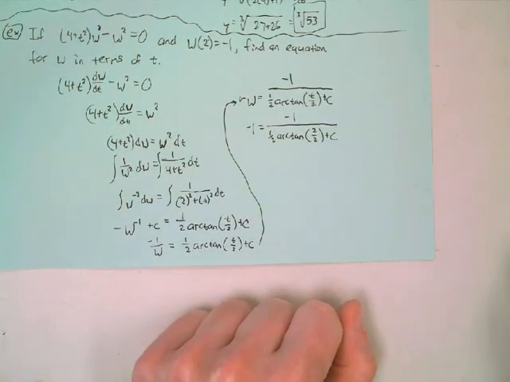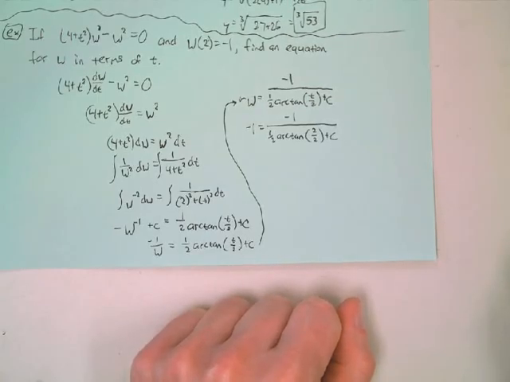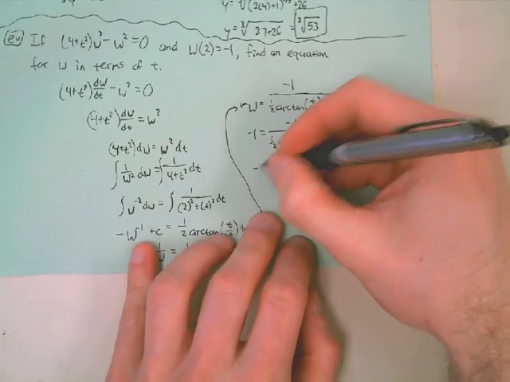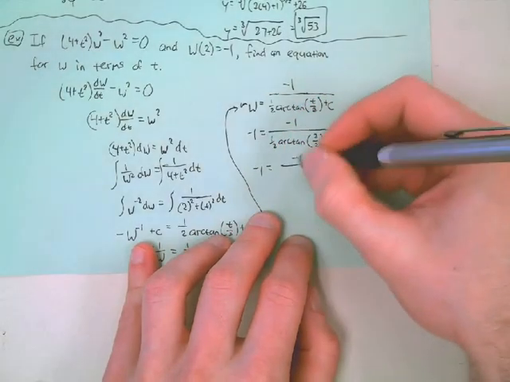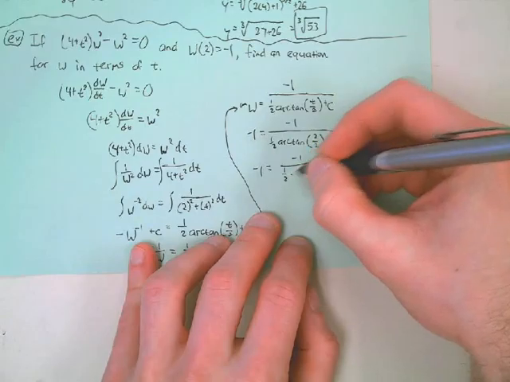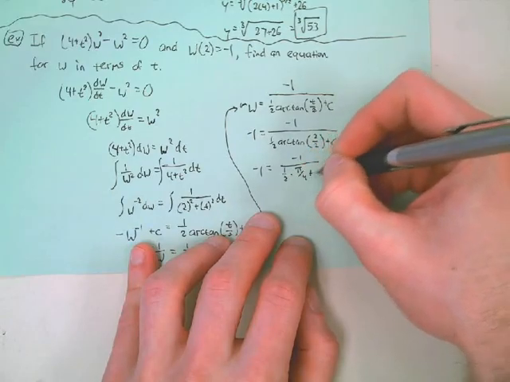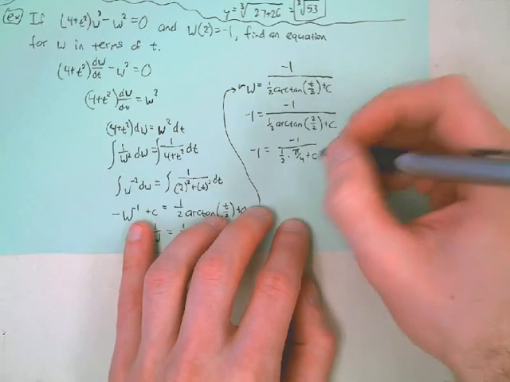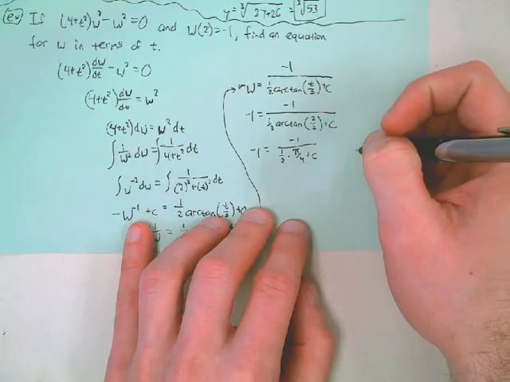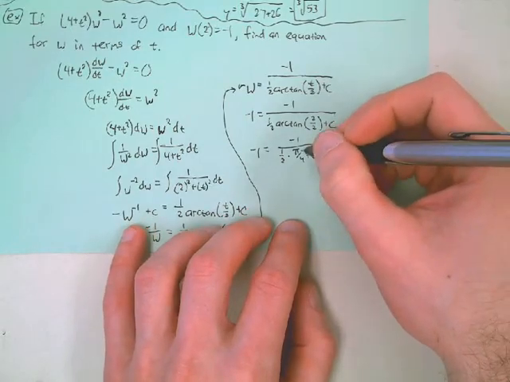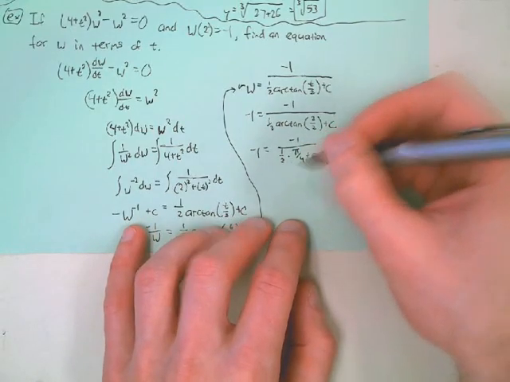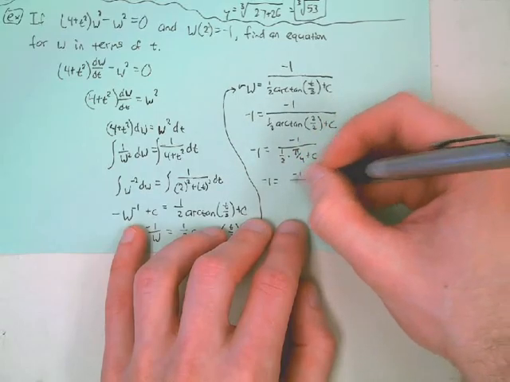So tangent of what gives you 1? Pi over 4. Yeah. So it's negative 1 equals negative 1 over, so that's 1 half times pi over 4. 1 half of pi over 4 is, no, careful, it's pi over 8. You multiply across the bottom, so it's 8. So it gives you negative 1 equals negative 1 over pi over 8 plus C.